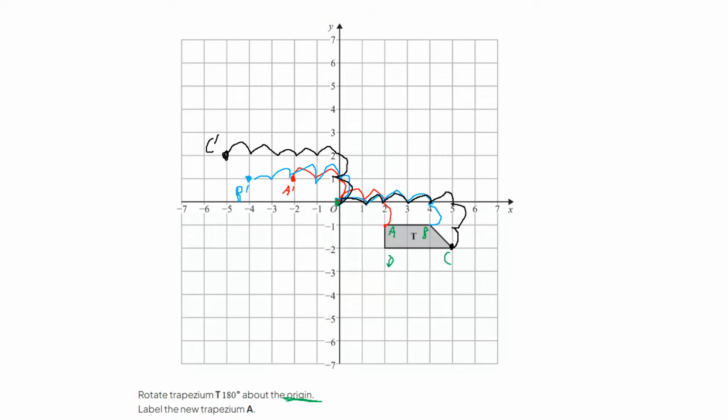And finally, we need to do the same for D. For D, we need to go 1, 2 up and 1, 2 across. So we need to go 1, 2 up and 1, 2 across for D. Let's draw our lines. And here is shape A.